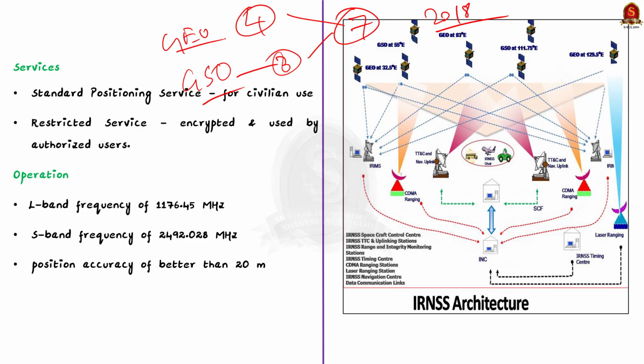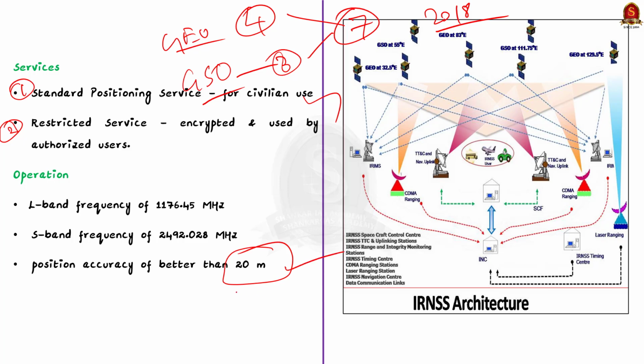Thirdly, let us see about the service provided. See, IRNSS provides 2 types of services, namely the standard positioning service, which is provided to all the users, and the restricted service, which is an encrypted service provided only to the authorized users. The IRNSS system is expected to provide a positioning accuracy of better than 20 meters in the primary service area.